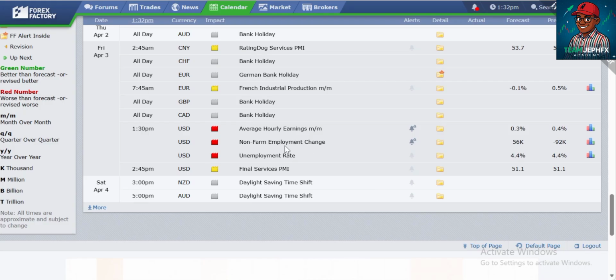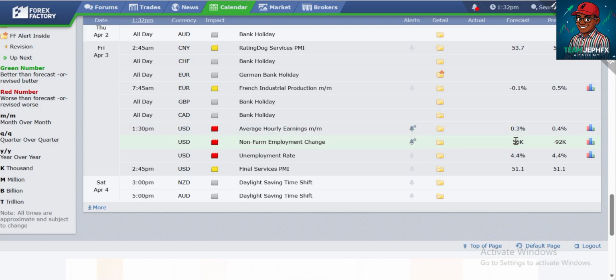Then on Friday, which is April 3rd, we'll be having the NFP proper, and it's coming in three forms of high impact news around 1:30 p.m. The first is the average hourly earnings. The next is the non-farm employment change and the unemployment rate. The first one, the average hourly earnings, the forecast is 0.3% and the previous 0.4%. So the percentage drops, so dollar will lose strength.